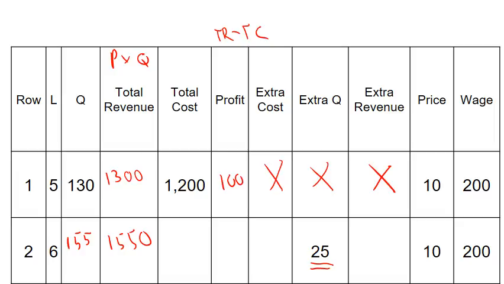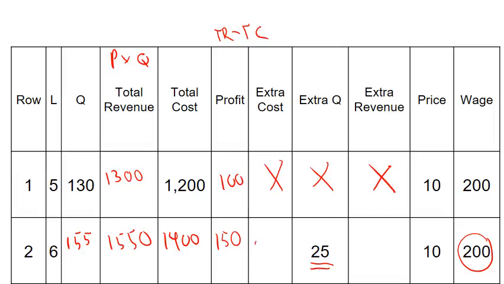I had to pay for that input. I started with a total cost of $1,200. I got to pay $200 more for the 6th worker. So my new total cost is going to be 1,400. If I subtract total cost from total revenue now, I'll get a profit of 150, which is higher than the original profit of 100.